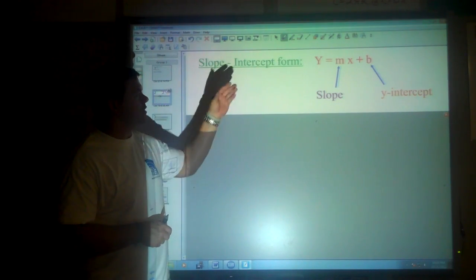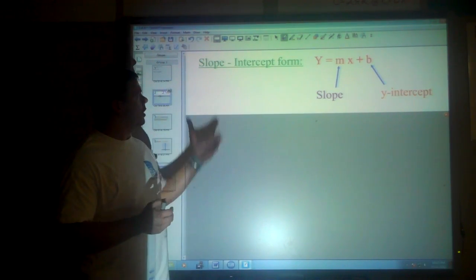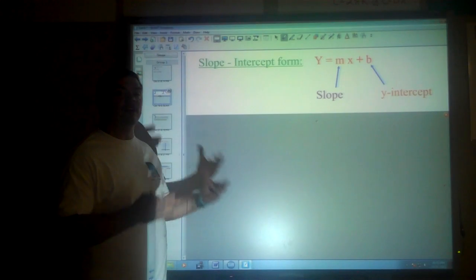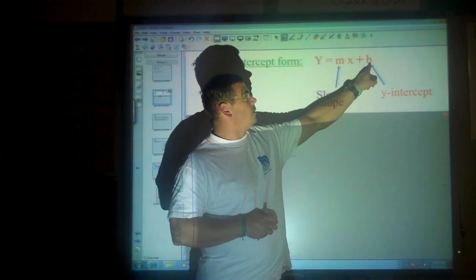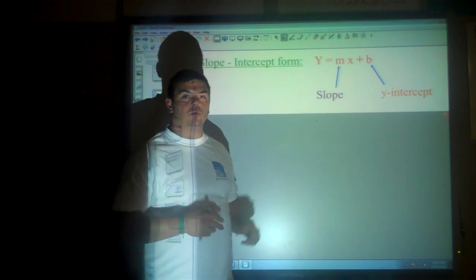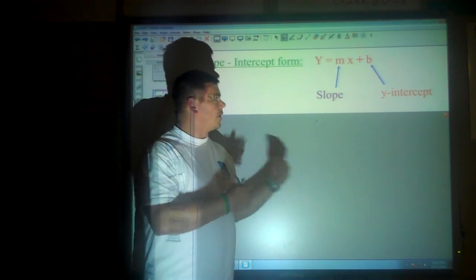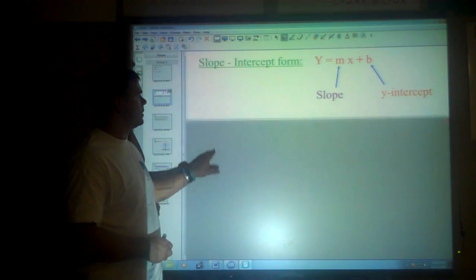We automatically know when it's in this form, what we call slope-intercept form. It gives us everything we need to know. We can start here, graph that very easily on the y-axis, and then the slope, which we write as rise over run, tells us where to go from that y-intercept.